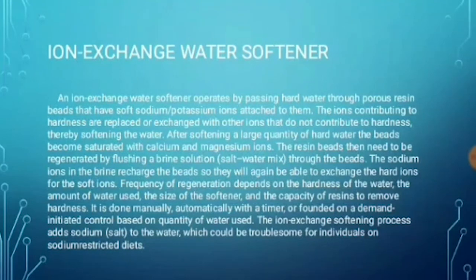The sodium ions in the brine recharge the beads so they will again be able to exchange the hard ions for the soft ions. Frequency of regeneration depends on the hardness of the water, the amount of water used, the size of the softener, and the capacity of resin to remove hardness. It is done manually, automatically with a timer, or by a demand-initiated control based on quantity of water used. The ion exchange softening process adds sodium to the water, which could be troublesome for individuals on a sodium restricted diet.